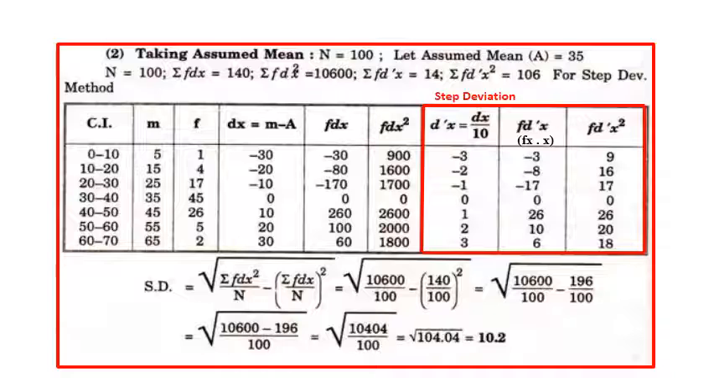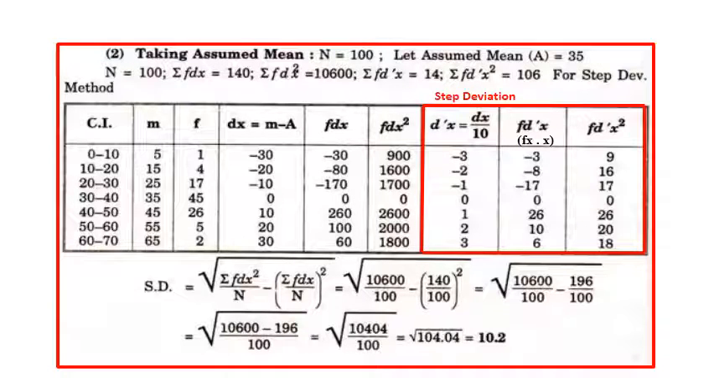Up to this step, you can use the formula: standard deviation is under root of summation of f dx square divided by n minus summation of f dx divided by n whole square. And you can solve this question. You can substitute the values which you have already calculated. Take the summation of f dx square and substitute in this formula. Then you will get your standard deviation, under root of 104.04, that is 10.2.